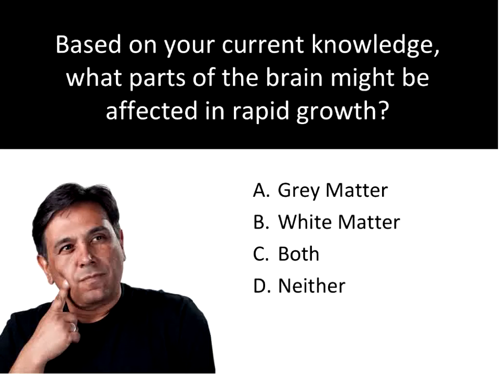Based on your current knowledge, what parts of the brain might be affected in rapid growth? The gray matter, the white matter, or both, or neither? So you guys can get creative again. You can use your pointer tool to drop it on the slide by your answer, or you can use the polling feature and cast your vote by looking in the participant box and clicking on the lowercase a. You also have the chat, so let us know what you think about this one.